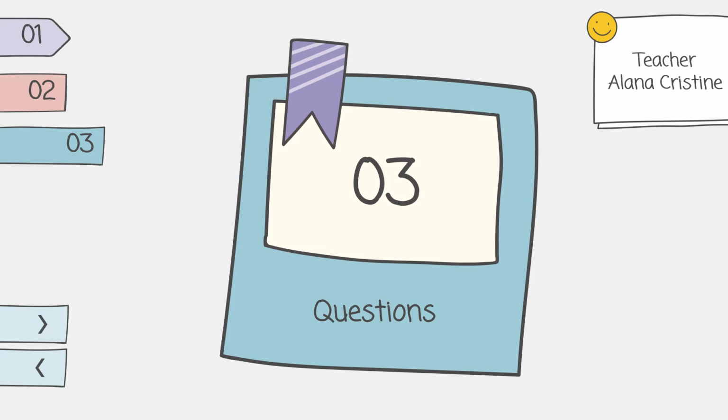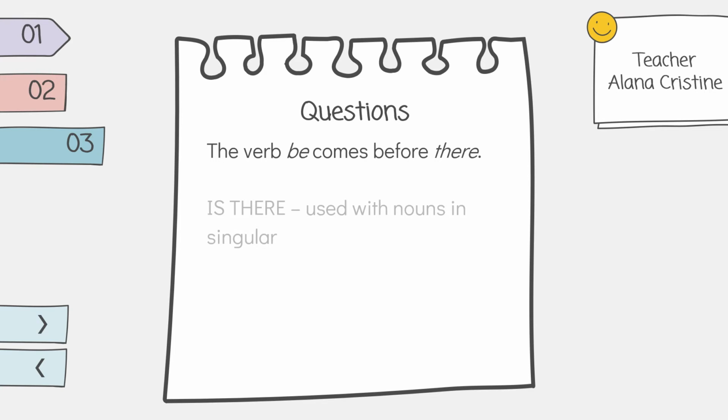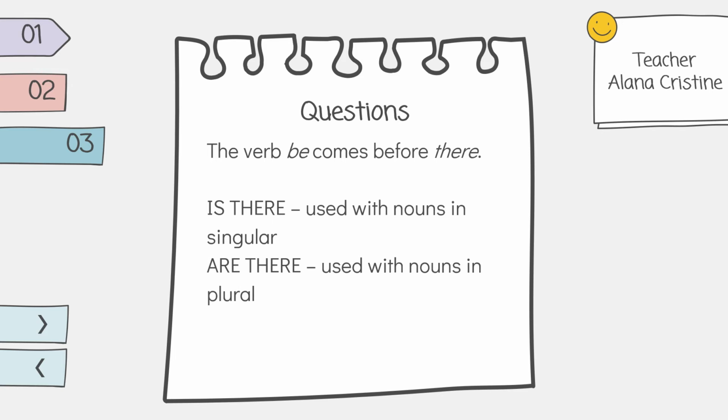Now, guys, let's talk about the questions. How do we ask questions using there to be? Well, to ask questions using there to be, the verb be comes before there. Is there is used with nouns in singular. Are there is used with nouns in plural. Check it out, guys.